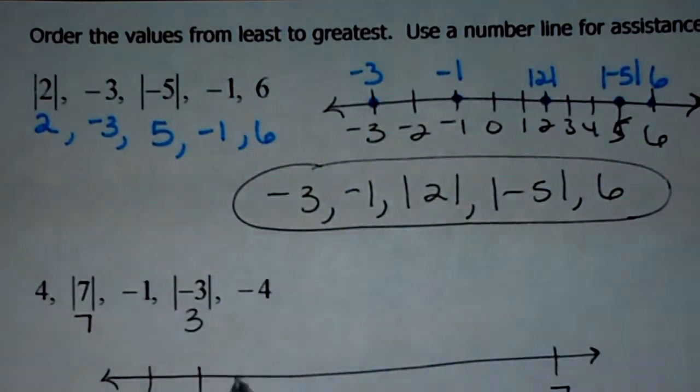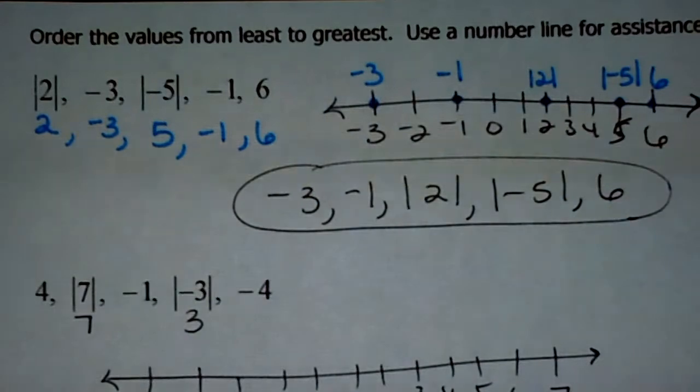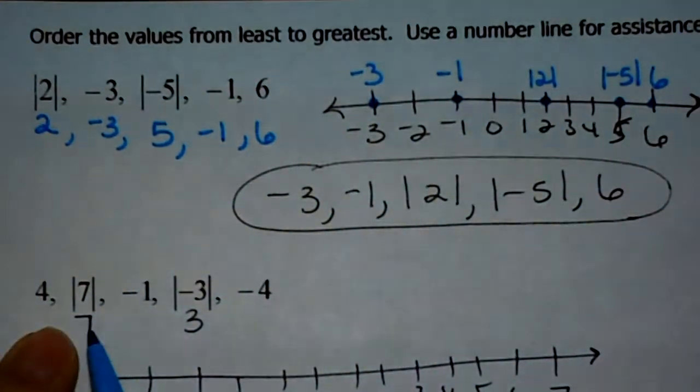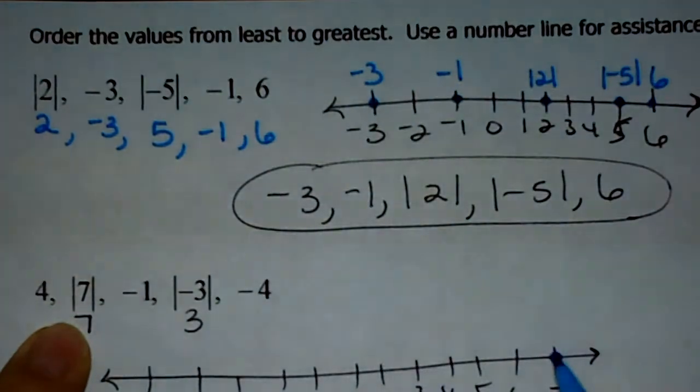So let's make that 1, 2, 3. Again, doesn't have to be perfect. There we go. Now we're just going to place them on our number line, and then we'll end up with our answer. So the absolute value of 7 is 7. I'm going to place that one on here first.